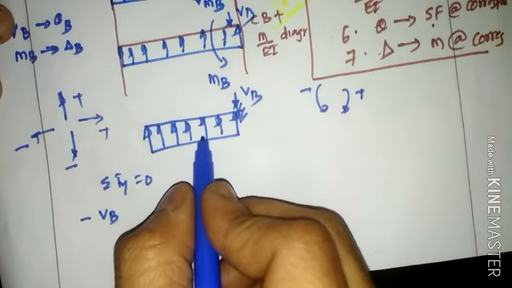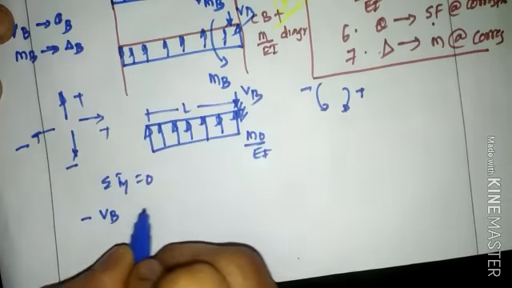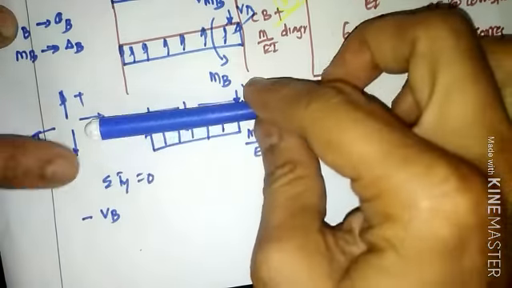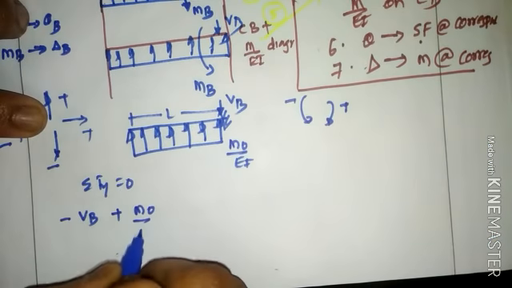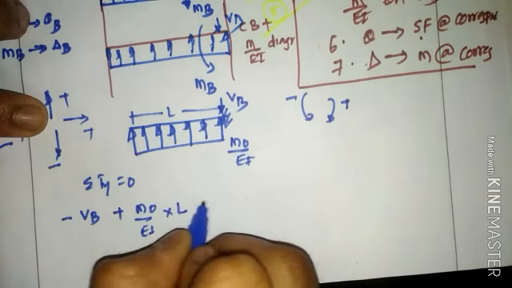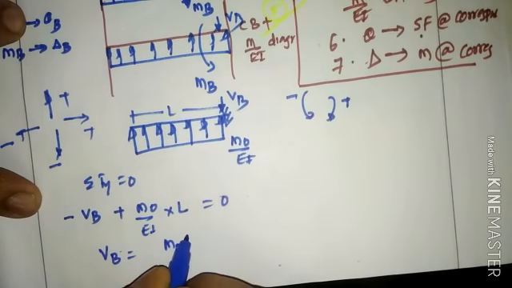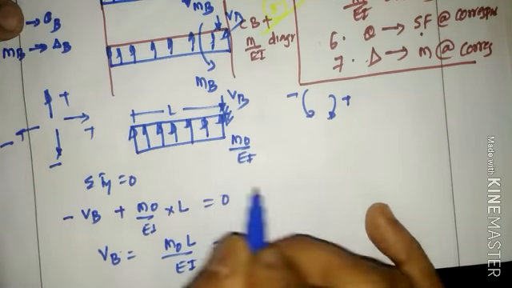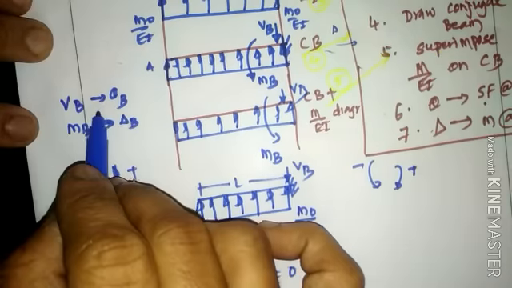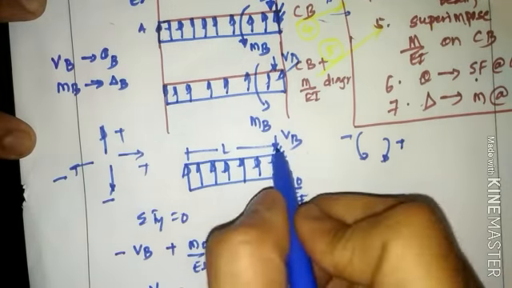Then this is a uniformly distributed load of magnitude M0 by EI, and the length of the beam is L, which will rotate in the clockwise direction. So plus M0 by EI into L, that is equal to 0. So VB is equal to M0 L divided by EI. What is this basically? It is nothing but the slope. That is what we had written here: VB itself will be called the slope. Now this VB is on the right hand side.